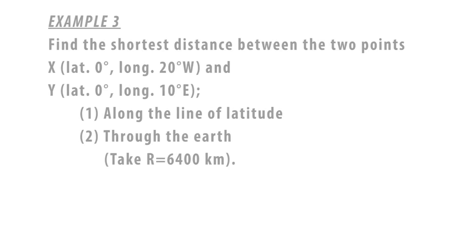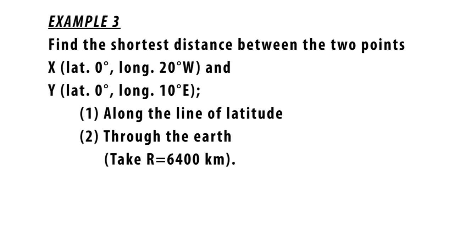Find the shortest distance between the 2 points X, which is on latitude 0 degrees and longitude 20 degrees west, and Y, which is on latitude 0 degrees and longitude 10 degrees east. 1. Along the line of latitude. 2. Through the earth. Now we take R to be 6,400 kilometers.